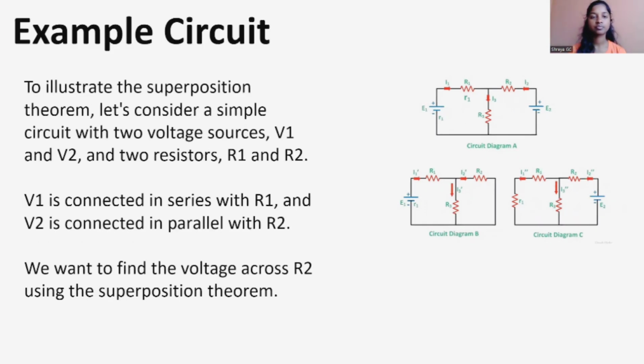Example circuit. To illustrate the superposition theorem, let's consider a simple circuit with two voltage sources, V1 and V2, and two resistors, that is R1 and R2. V1 is connected in series with R1 and V2 is connected in parallel with R2. We want to find the voltage across R2 using superposition theorem.